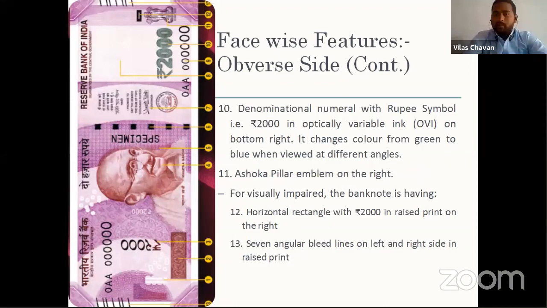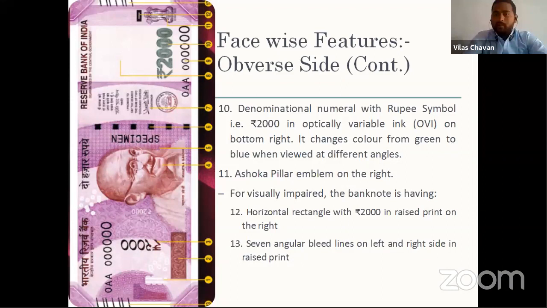features are introduced in the new currency note for the visually impaired, and those features are a horizontal rectangle with 2000 in red print on the right side, then 7 angular bleed lines on the left and right side in red. These will be both side features. Then these are the reverse side features.